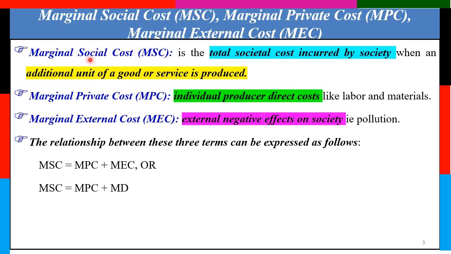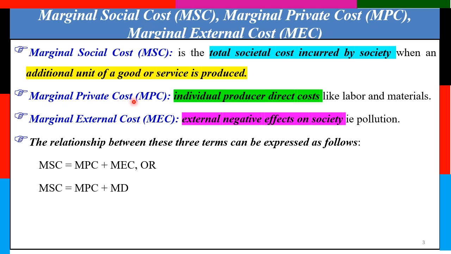What do we mean by the marginal social cost? Marginal social cost is the total societal cost incurred by the society when an additional unit of a good or a service is produced. So, in short, the marginal cost means extra cost or additional cost for the additional production, which is incurred by what? By the society.